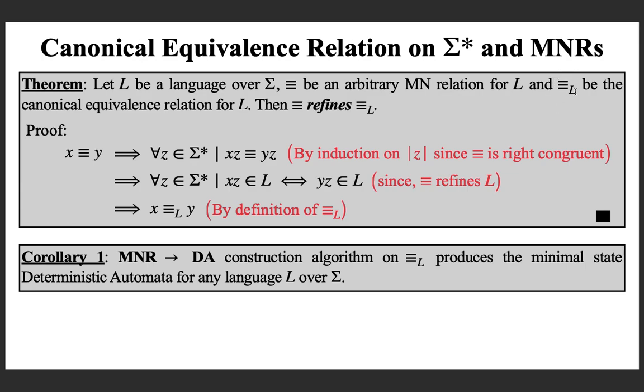If the language is regular, then there must be an MN relation for the language, and from this theorem we know that the MN relation must refine the canonical equivalence relation, and therefore the number of equivalence classes here must be greater than or equal to the number of equivalence classes of this. And we already know that an MN relation will have only finitely many equivalence classes. So for a regular language, the canonical equivalence relation will have only finitely many classes.